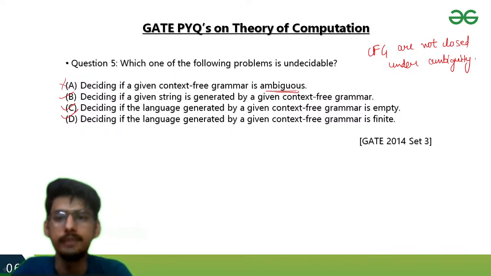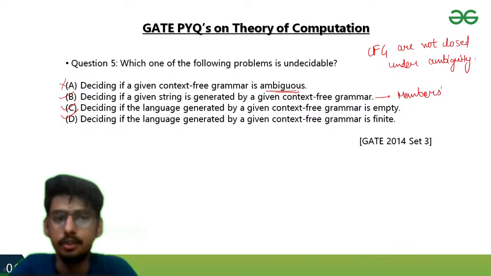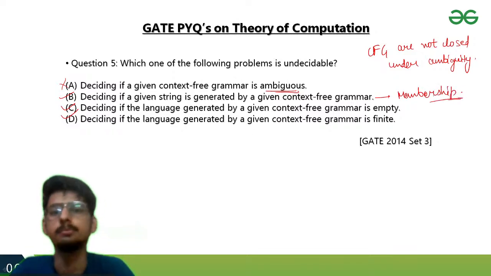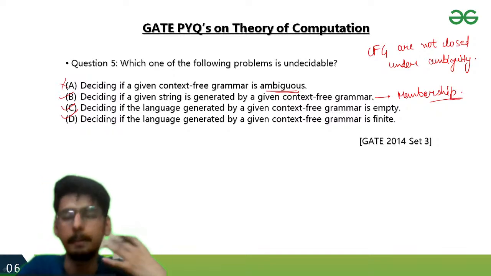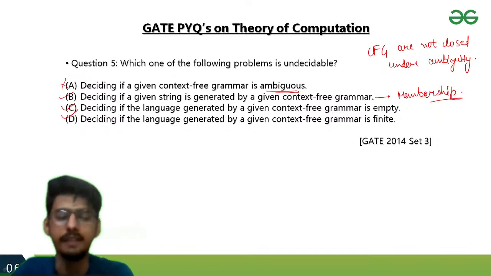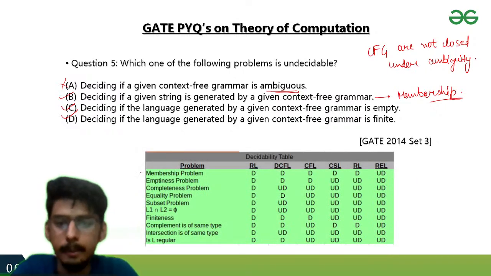And how will I prove that B, C, D are decidable? Deciding if a given string, the B option, is generated by a given context free grammar, this is the membership algorithm. I'm giving you a string and asking whether it is being generated by the context free grammar or not. So it is a membership algorithm, and we have a table for it. Under the membership algorithm, context free languages are decidable.